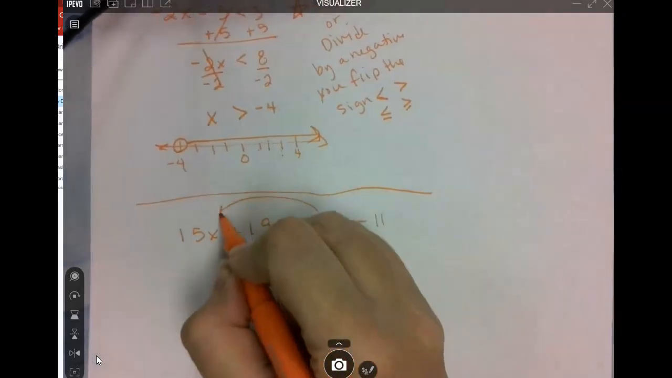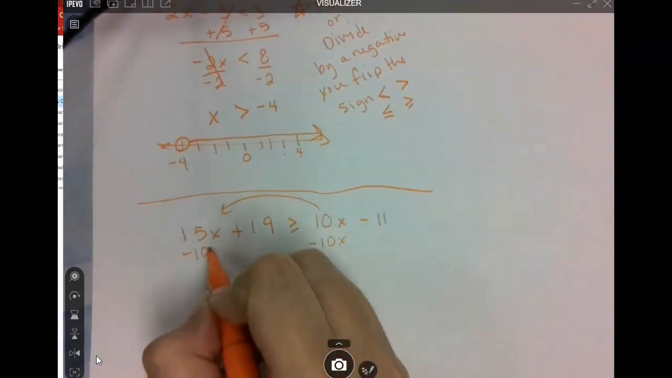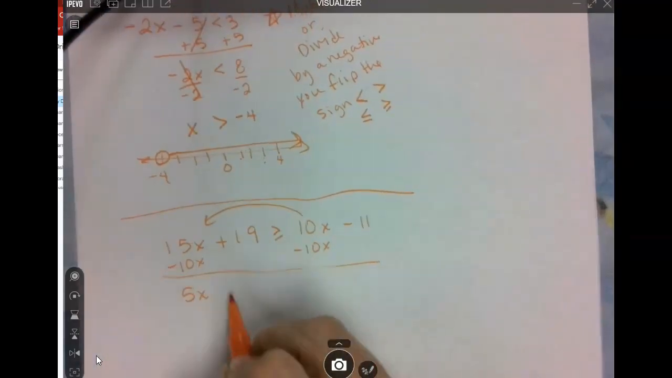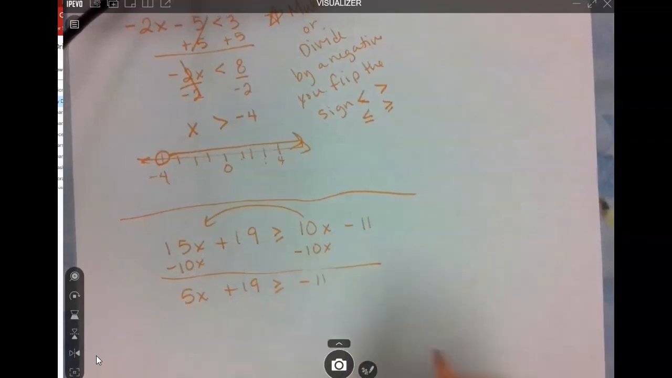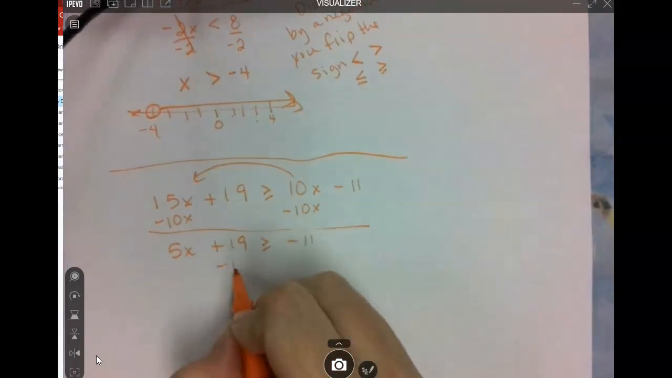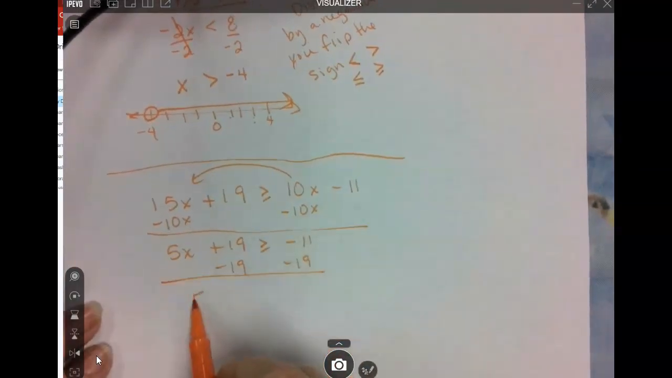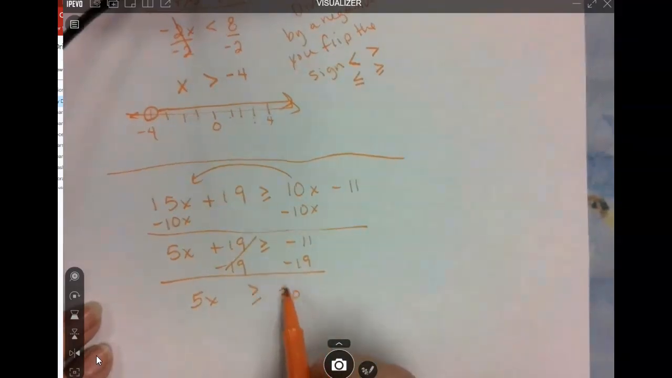So I want to move this over there. To do that, I'm going to go minus 10x and minus 10x. And I get 5x plus 19 is greater than or equal to negative 11. Now I want the 19 to go to this side, so I'm going to minus 19. And I get 5x, these cancel, is greater than or equal to negative 30.